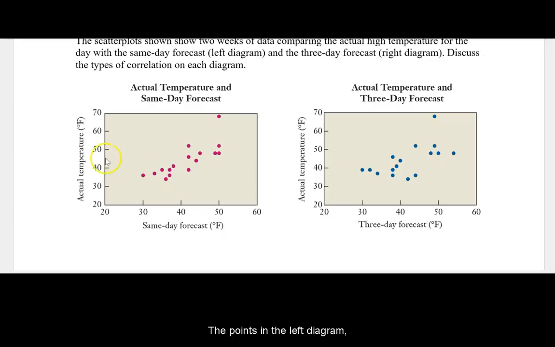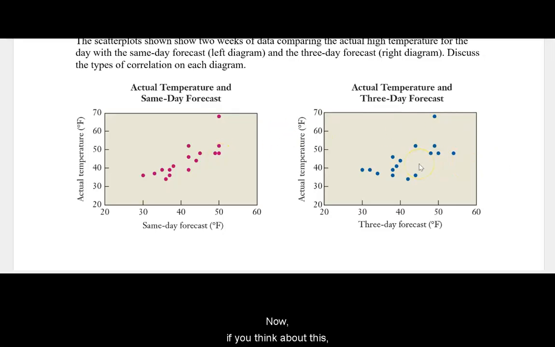The points in the left diagram, if you notice over here, lie more nearly on a straight line. If I were to draw a line, they're very close to that. And that's what we would call a strong correlation, when they tend to be more linear, more of a straight line. It would be stronger than the diagram on the right, because this is not as strong a correlation as the one on the left.